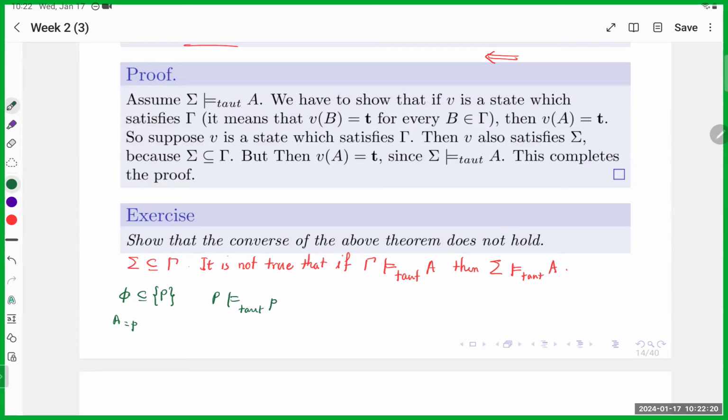Anything other than top is going to work. As long as the formula you pick is not a tautology, it's going to work. Note that this holds. But does the empty set tautologically imply P? This means that P is a tautology. A variable is never a tautology. A variable can take true or false. So this is false.